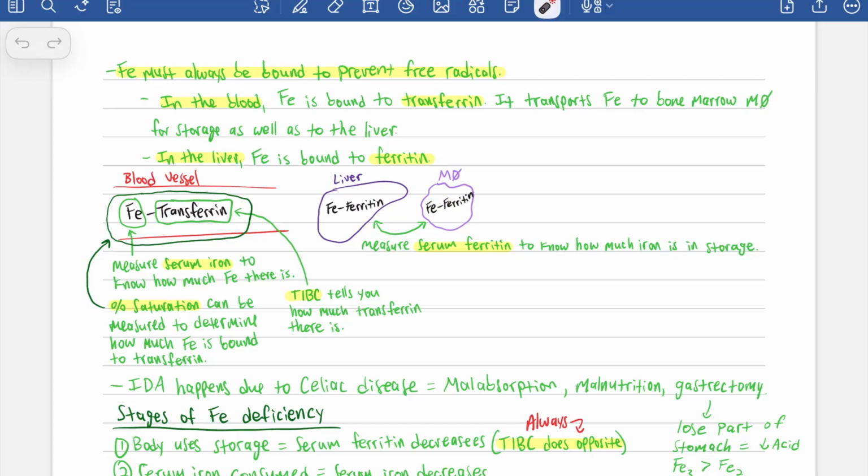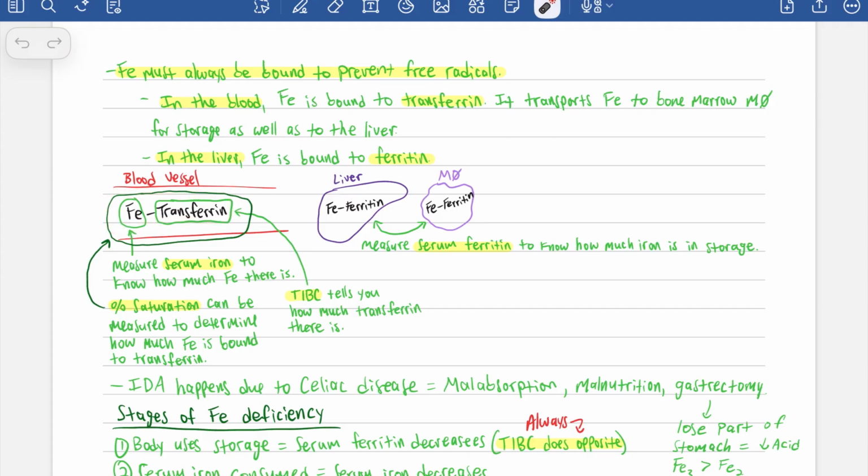And we can use something called the TIBC to measure how much transferrin there is. Because remember, if we know how much transferrin there is, then we indirectly know how much iron there is, because iron in the blood has to be bound to transferrin. So these are different markers, right, we can look at. So we talked about serum iron. We can measure how much iron there is. We can measure with the TIBC how much transferrin there is. And then we can look at something called percent saturation. And percent saturation is going to let us know how much iron is there that is bound to transferrin.